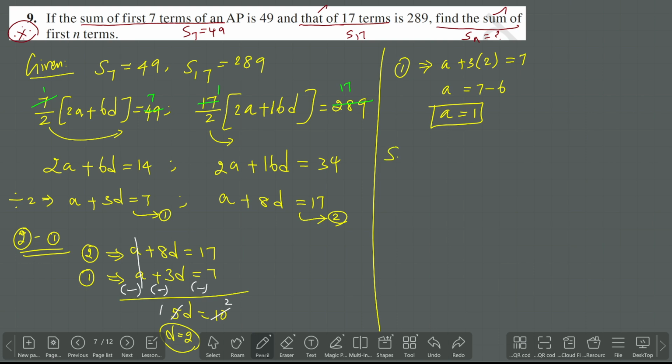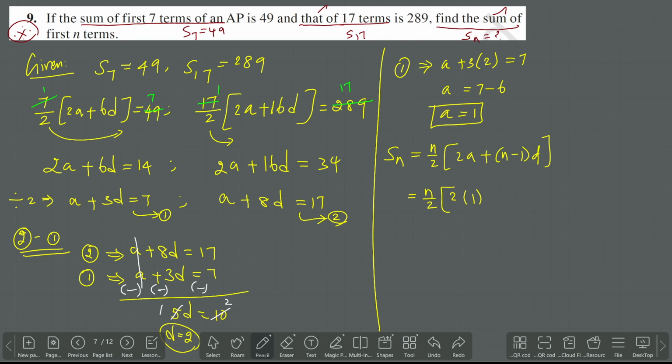What is Sn? We have the a value and d value, but where are you going to substitute them? Sn is not there, an is not there. Then no other go, we have to find Sn in terms of n. So Sn equal to n by 2, 2a plus n minus 1 into d. Now n I don't know.